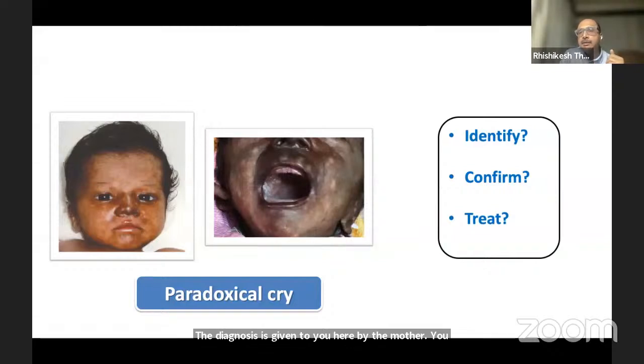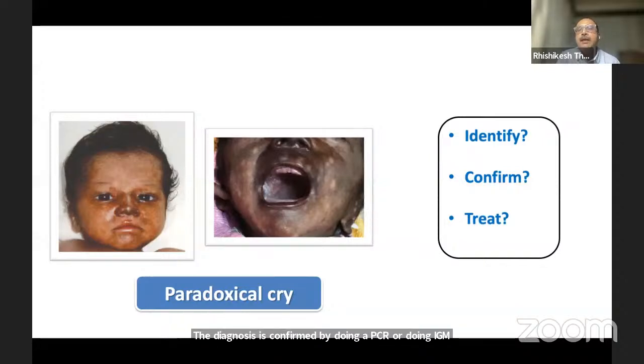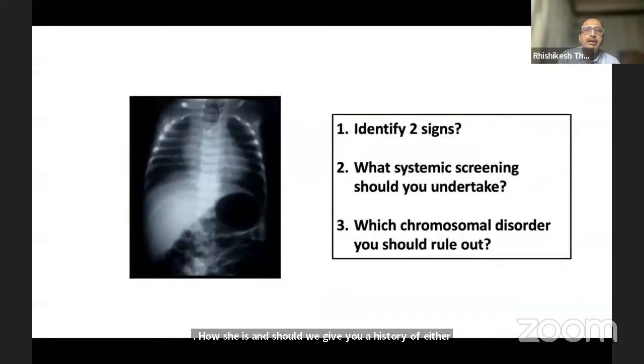You would treat it as sepsis unless proved otherwise, simply because there will be leukopenia, marked leukocytosis, or there may be thrombocytopenia. What you are looking at here is nothing but congenital chikungunya, and this is something which has a very classical facial appearance, one of the few lesions where you look at the baby and you can make a diagnosis. The diagnosis is confirmed by doing a PCR or doing IgM anti-chikungunya antibodies. The treatment is all supportive, but ask the mother how she is, and she will give you a history of either suffering or having suffered in the last 1 week or so with a similar kind of infection.